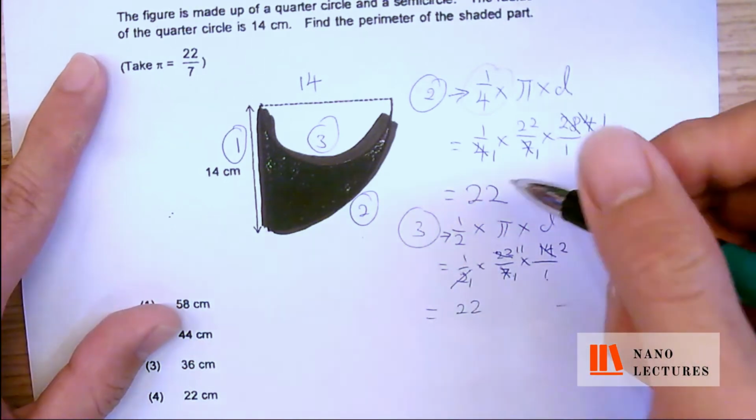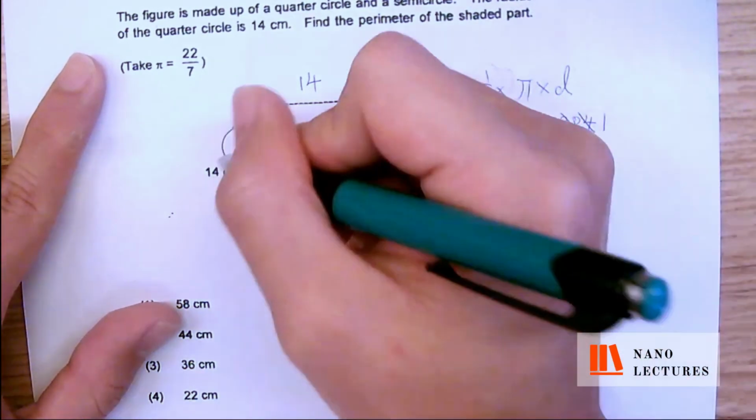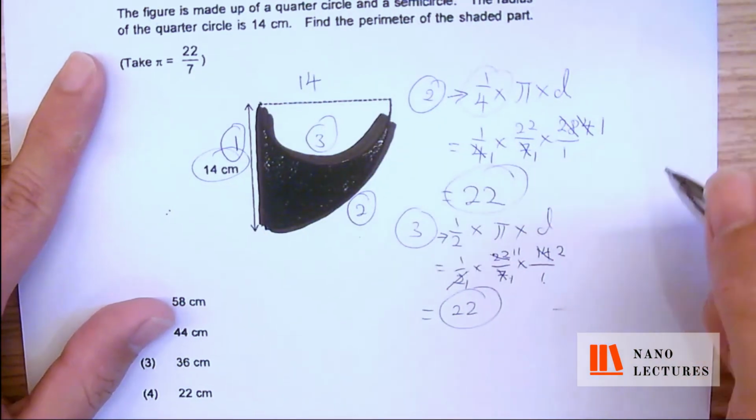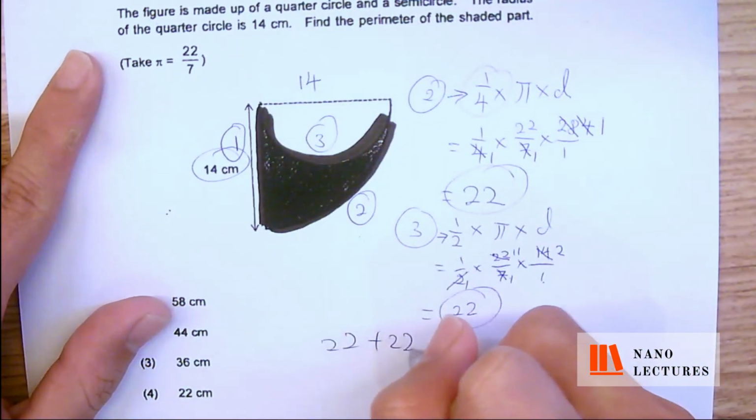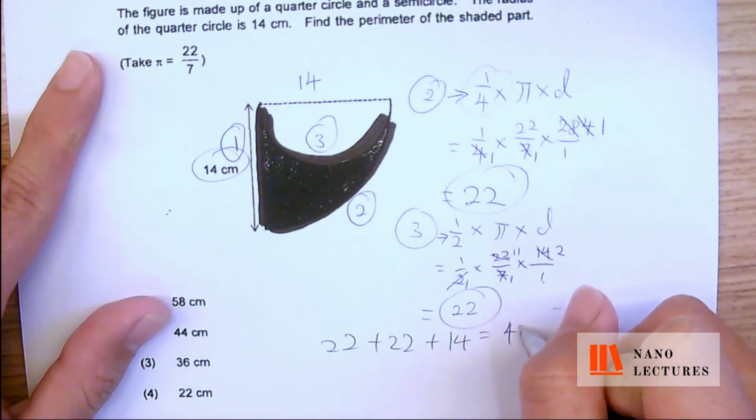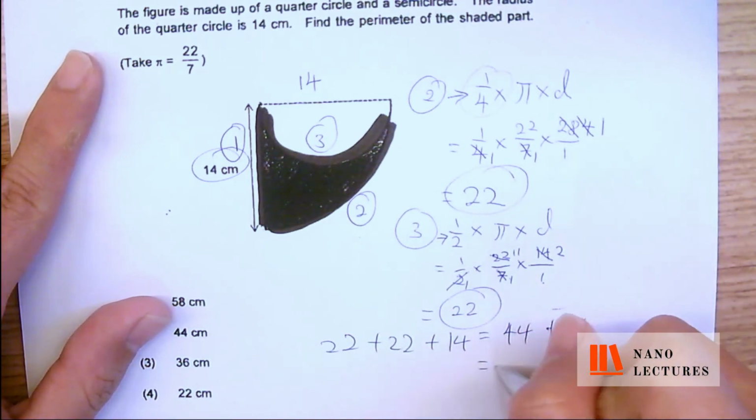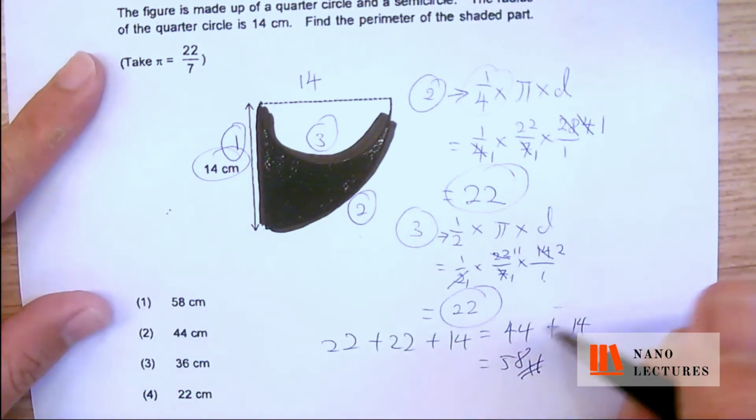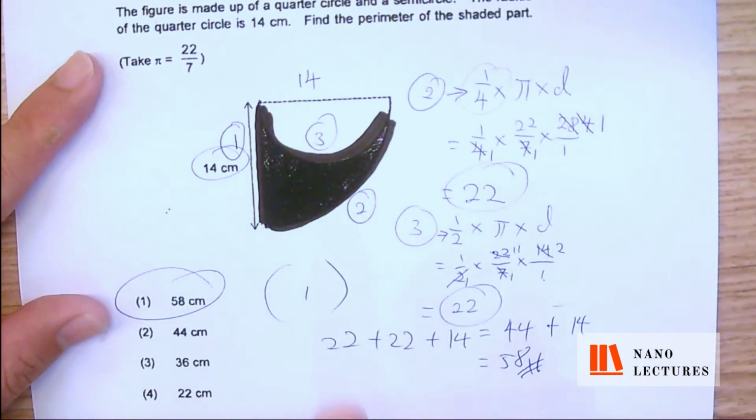Right now we have 22, we have 22, and then we have 14. So just add them up together. 22 plus 22 plus 14, that will give us 44 plus 14, which is 58. And therefore your answer will be 58, Option 1. Ta-da! Done.